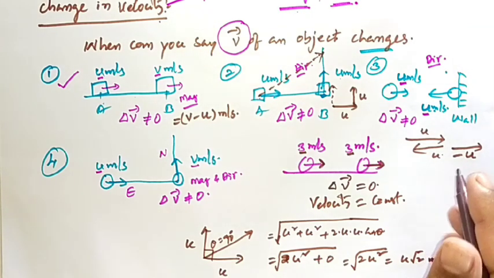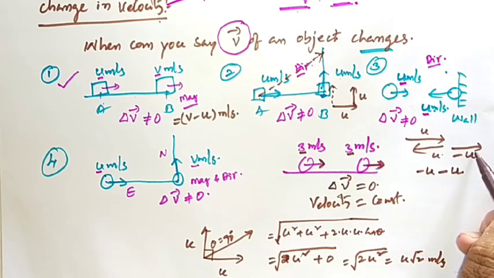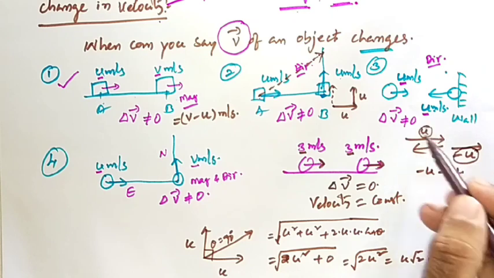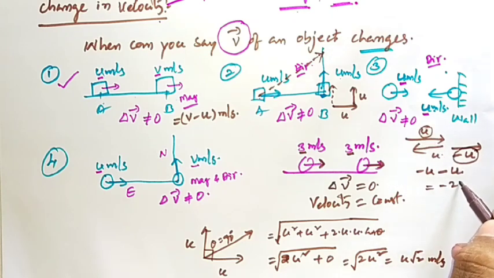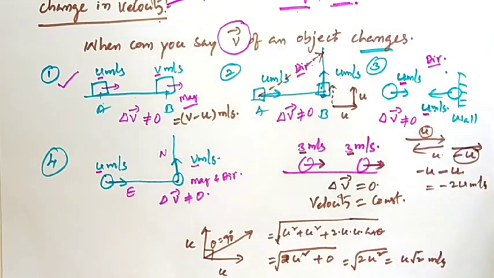Now what is the change in velocity? Final velocity minus initial velocity. Final velocity is minus u, initial velocity is u. Then how much, sir? Minus 2u meters per second is the change in velocity in this case.